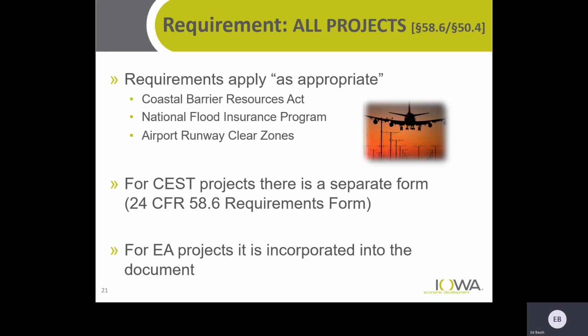Some requirements don't apply on a project-by-project basis. In fact, quite a few of them will not apply as you go through individual projects. Good examples of that would be Coastal Barrier Resources Act. That refers to not the Missouri and Mississippi rivers, as we commonly call that the east and west coast in the state of Iowa, but actually the Atlantic and the Pacific is what they're talking about there. So never going to apply to a project in Iowa.